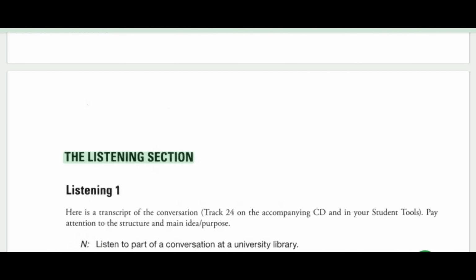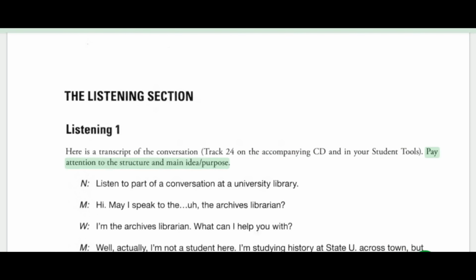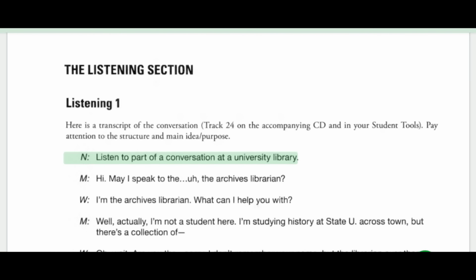The listening section. Listening 1. Here is a transcript of the conversation, track 24 on the accompanying CD and in your student tools. Pay attention to the structure and main idea purpose. Listen to part of a conversation at a university library.